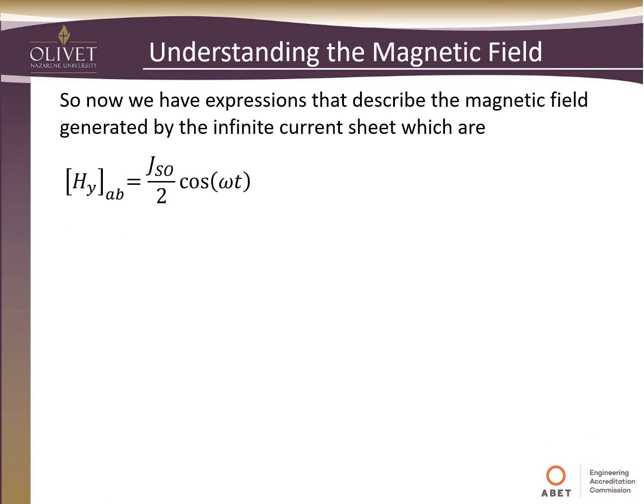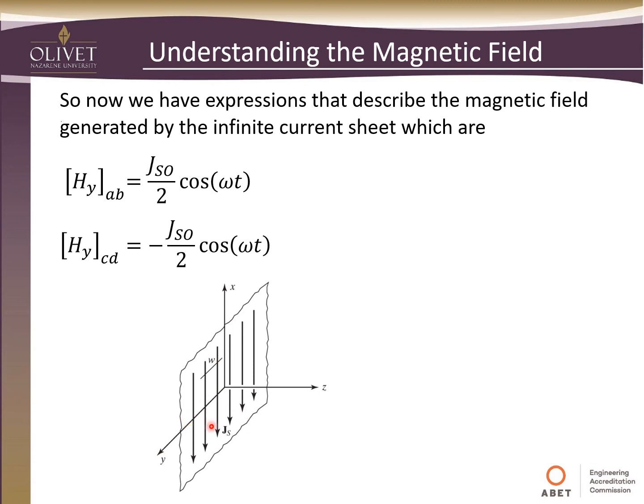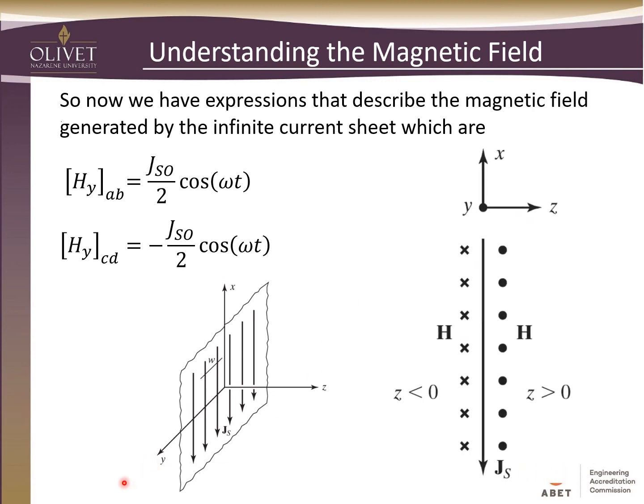We have two equations, H_Y AB and H_Y CD. One's on the positive Z side and one's on the negative Z side of the current sheet. One's on this side of the sheet and the other's on this side along the Z axis. If we take a side angle view straight down the Y axis, you can see that this magnetic field is coming out towards us. That's the tip of the arrowhead, and the magnetic field on this side of the current sheet is going into the sheet. That's the tail of the arrowhead.